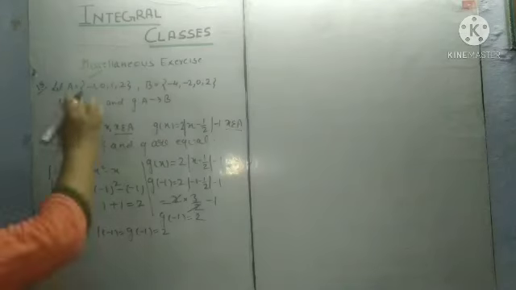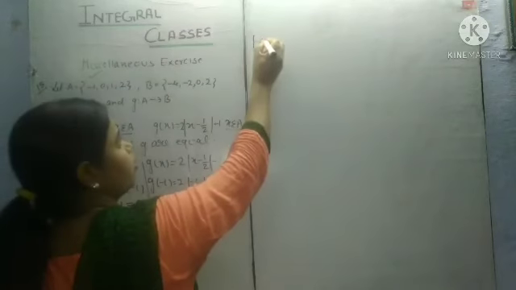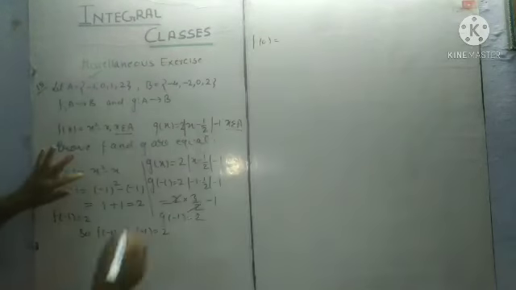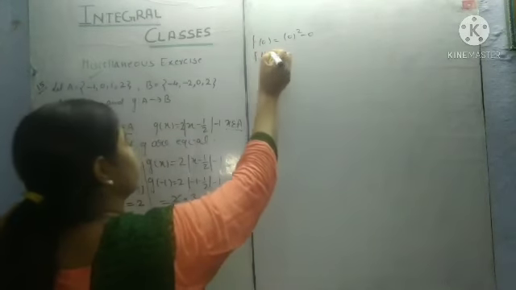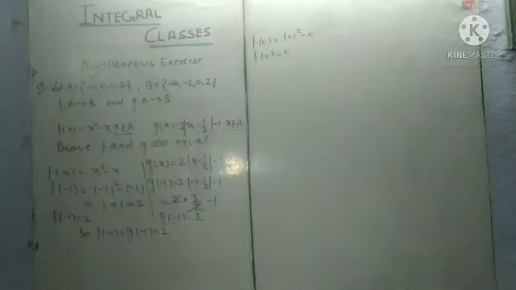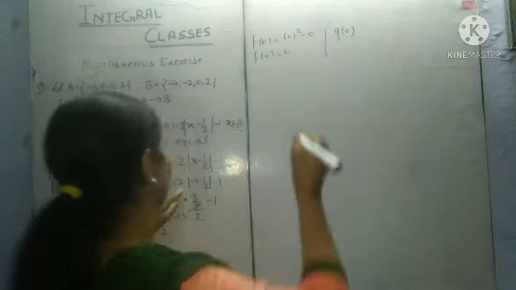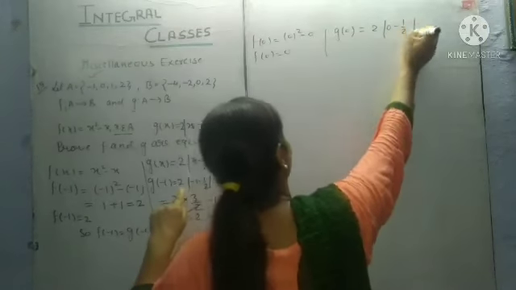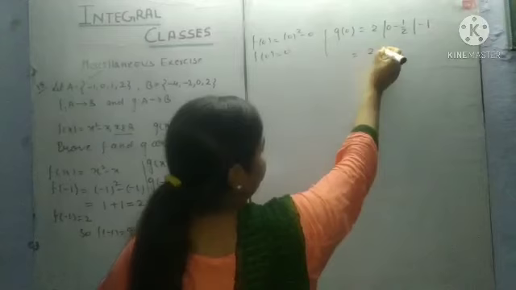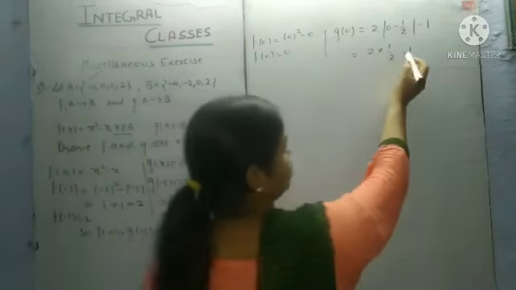Now again we will take the second element of set A and find out f(0). f(0) equal to 0 square minus 0, it means f(0) equal to 0. On the other side, g(0) equal to what? g(0) equal to the absolute value of 2 into 0 minus 1 by 2 minus 1, that is 2 into 1 by 2 minus 1. I think you will understand this.